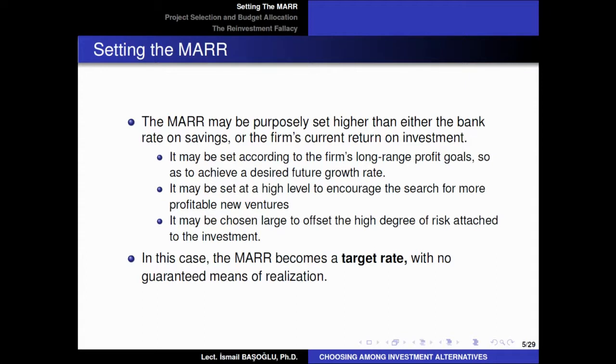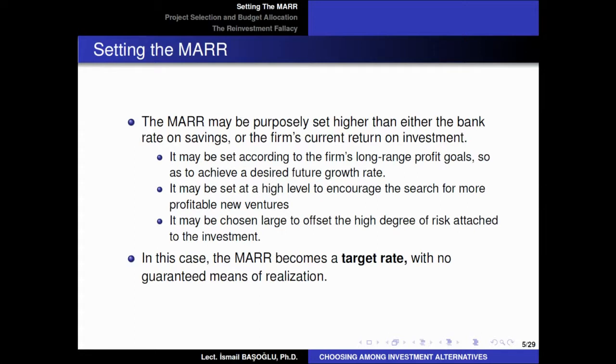Or they can intentionally set these minimum attractive rates of return to high levels to encourage the search for more profitable new ventures, or it may be chosen large to offset the high degree of risk attached to the investment. So maybe the project is too risky, so when they are evaluating that project, they especially set that minimum attractive rate of return to a higher level.